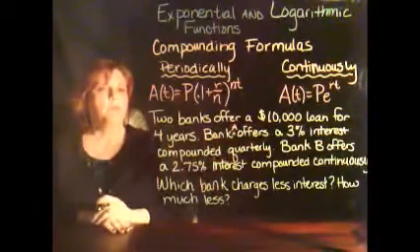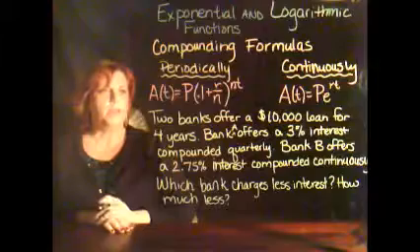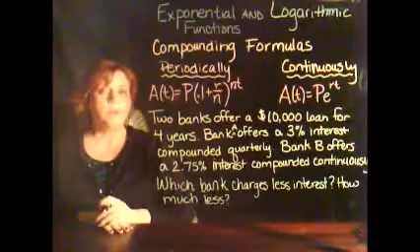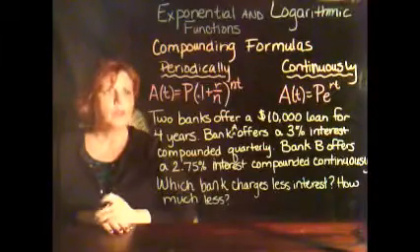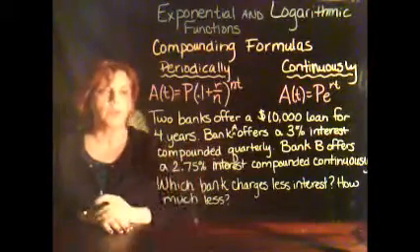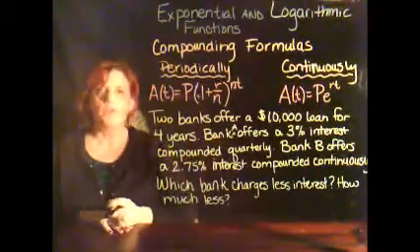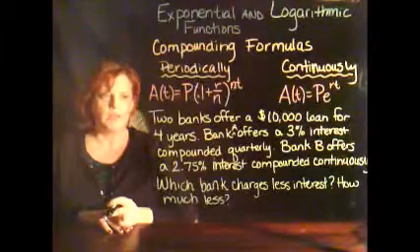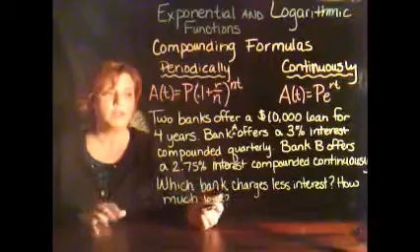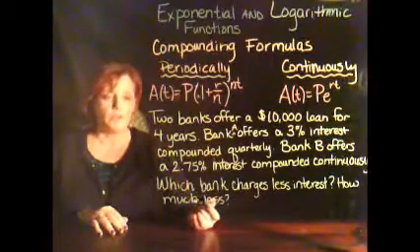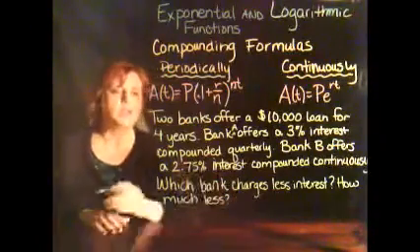The word problem here states 2 banks offer a $10,000 loan for 4 years. Bank A offers a 3% interest, but it's compounded quarterly. Bank B offers a 2.75% interest, but is compounded continuously. Which bank charges less interest and how much less interest?